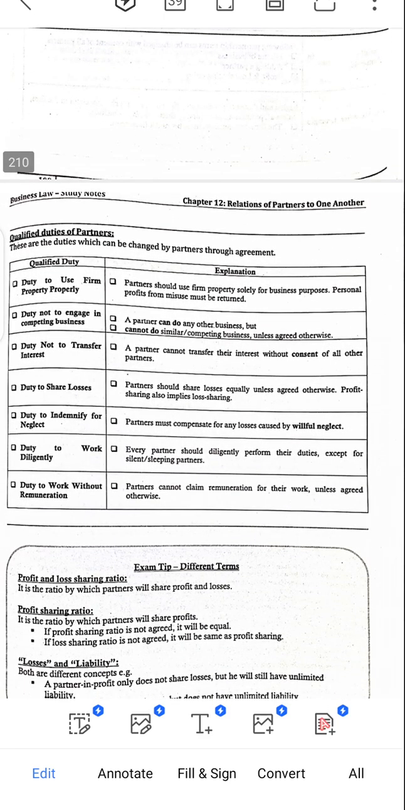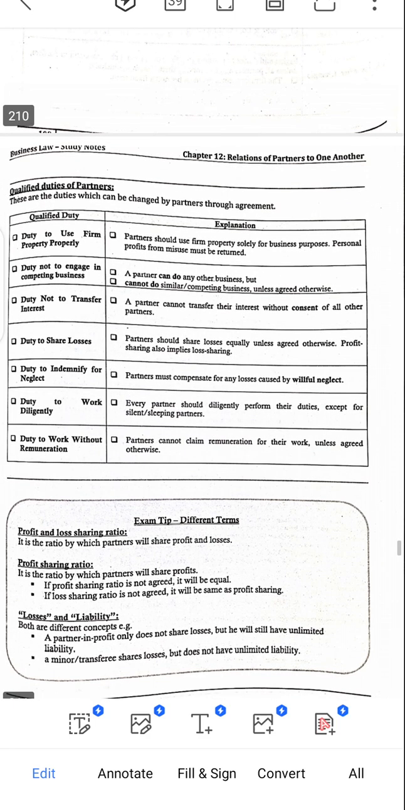So what are the qualified duties of partners? Duty to use the firm's property. All the partners can use the firm's property or the assets that the firm holds. Then we have the duty not to engage in a competing business. All the partners cannot engage in a competing business. Suppose they are running a business of beverages, so the other partners will not engage in the competing beverages industry.